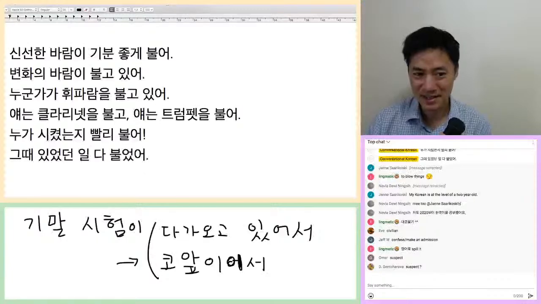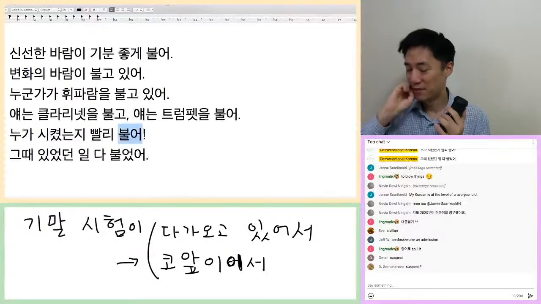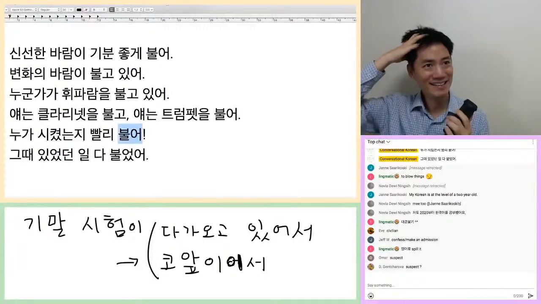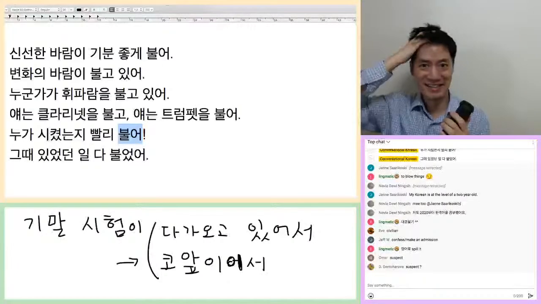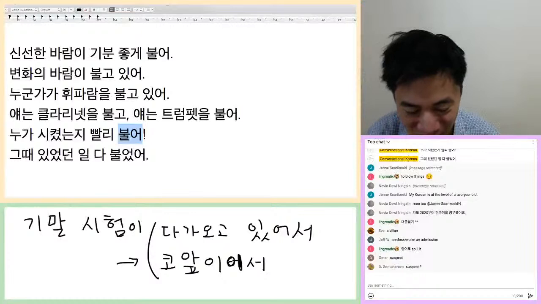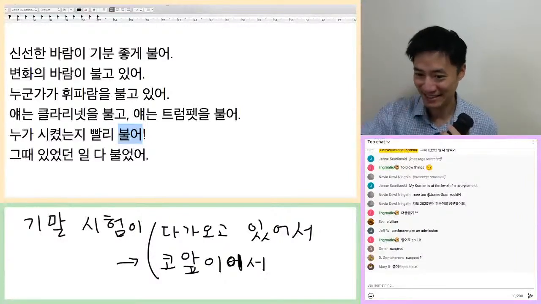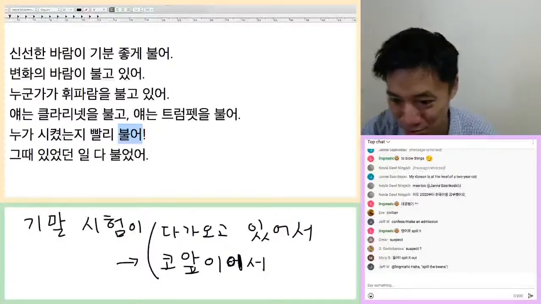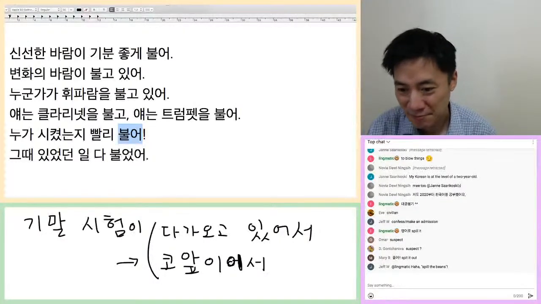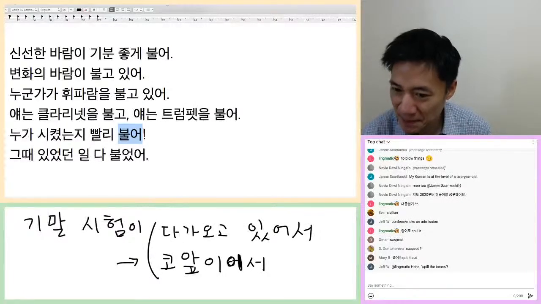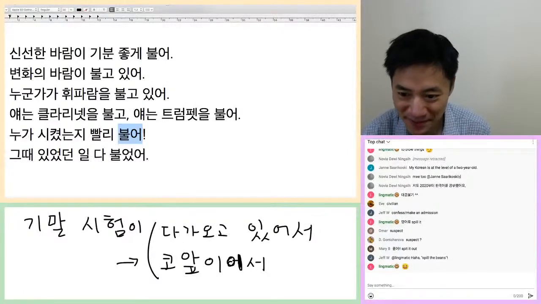불어, say. 불다 is more like blowing, but you know, blow your mind. Sounds a lot different in English, by the way. Inside your head, you blow it, you say it, and then spill it out, okay? 불어. 불어 is different, though, by the way. Spill the beans. I never saw that one.